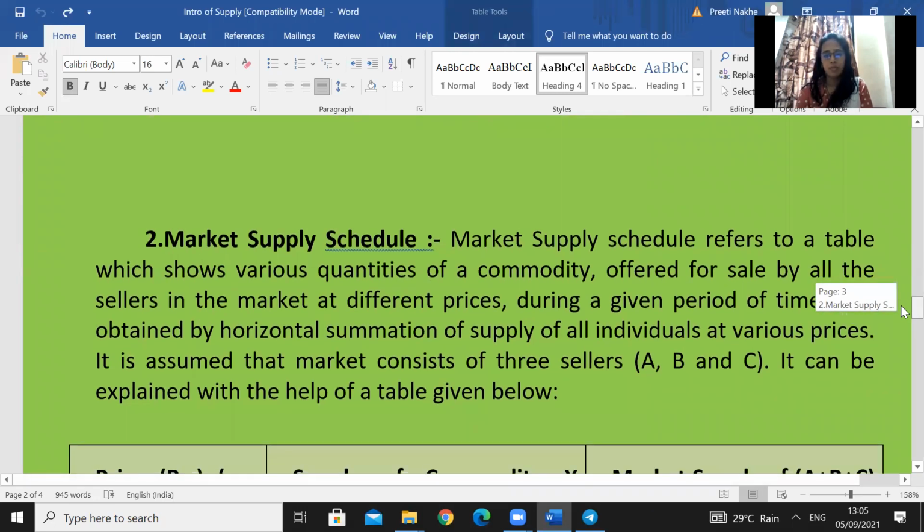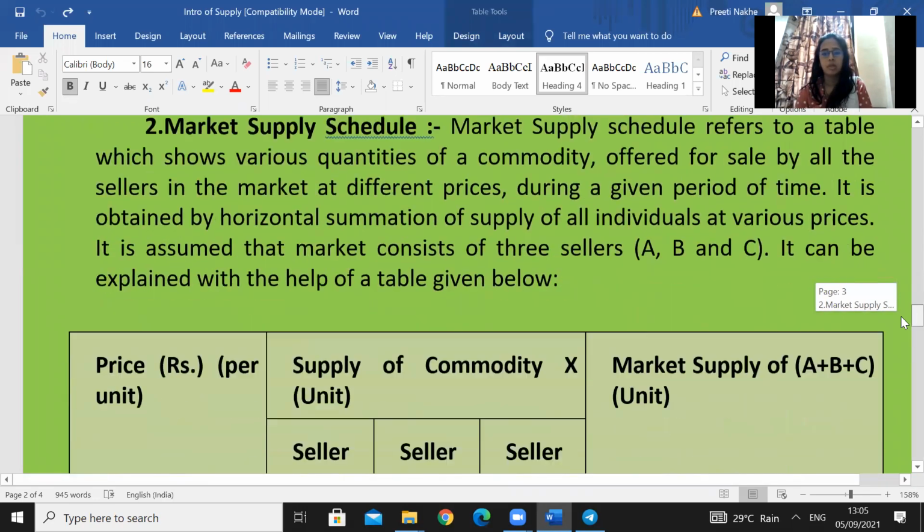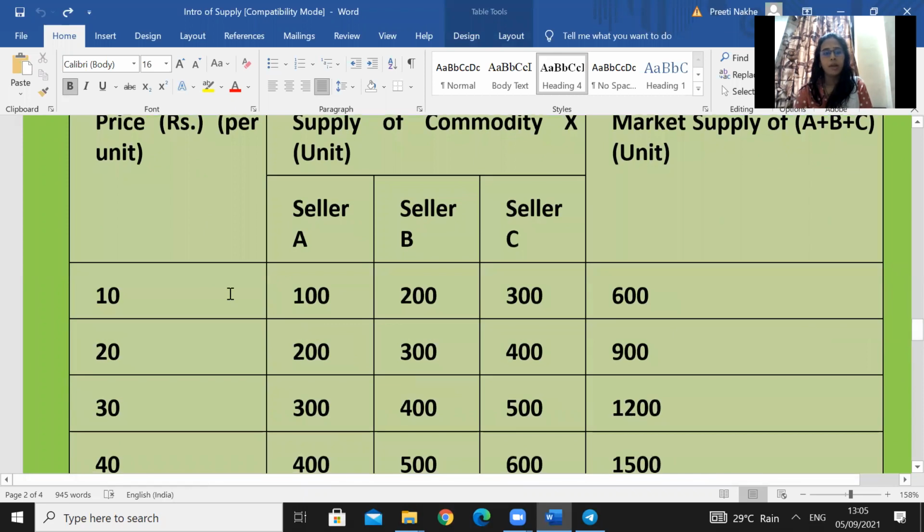Then the last concept is the market supply schedule. It is nothing but the sum of shopkeeper A, shopkeeper B, shopkeeper C, or we can say producer A, producer B, producer C. See here, at 10 rupees price, supplier A is supplying 100 units, B 200, and C 300. So simply we take the total, A plus B plus C.